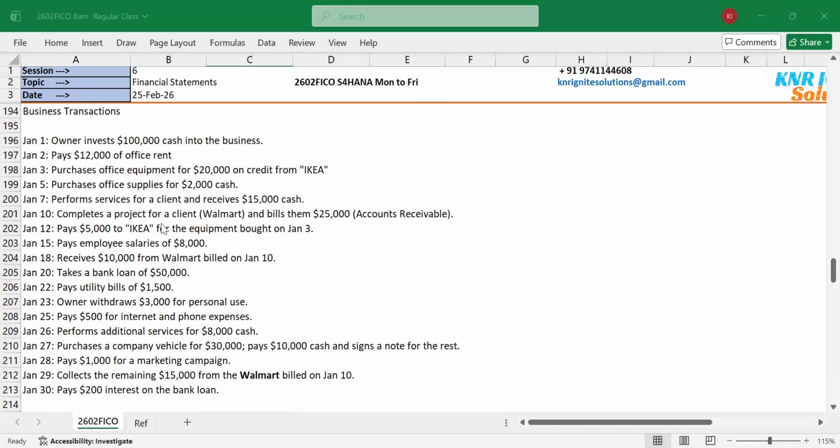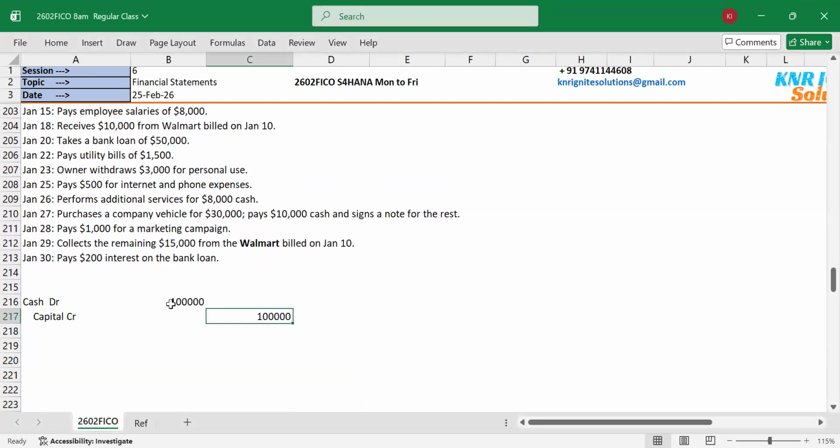Okay, that's the first entry that I have written. Now, the second business transaction: this business has incurred an expense of 12,000 to pay rent for their office. What should be the entry? Rent account debit, and cash or bank account credit.